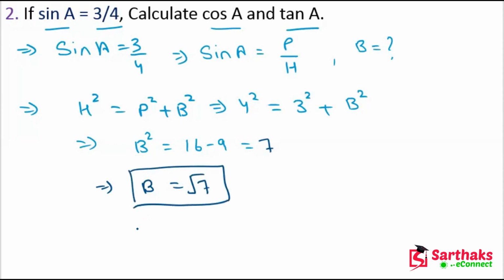So we have base is under root 7. Now we have to find cos A and tan A. So what is cos A? We know that the ratio of cosine is base upon hypotenuse. So we have base is under root 7 and hypotenuse is 4. So cos A is under root 7 upon 4.